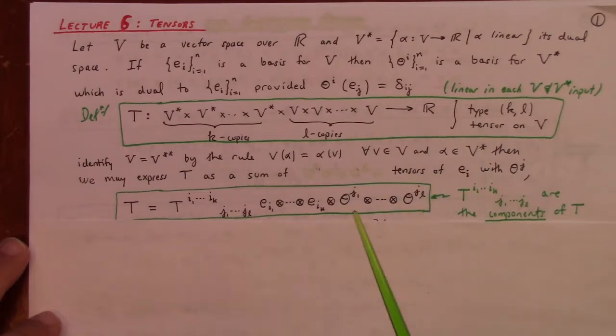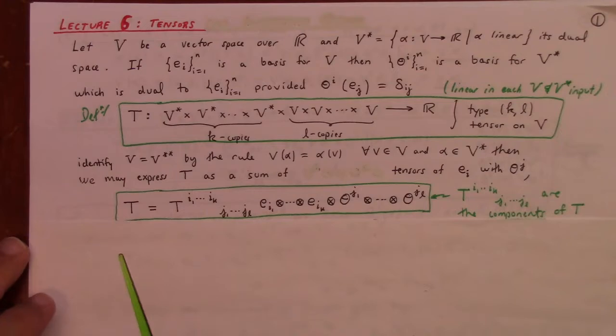Anyway, with that, we can express T as a sum of tensors. Here I'm using tensor operatively as a method of putting together these maps, E I sub 1 through E I sub k, and theta j sub 1 through theta j sub l. So you can take the tensor product of maps, and so you take these and you pick appropriate numbers out here, right? You sum over those things and you can form the tensor T.